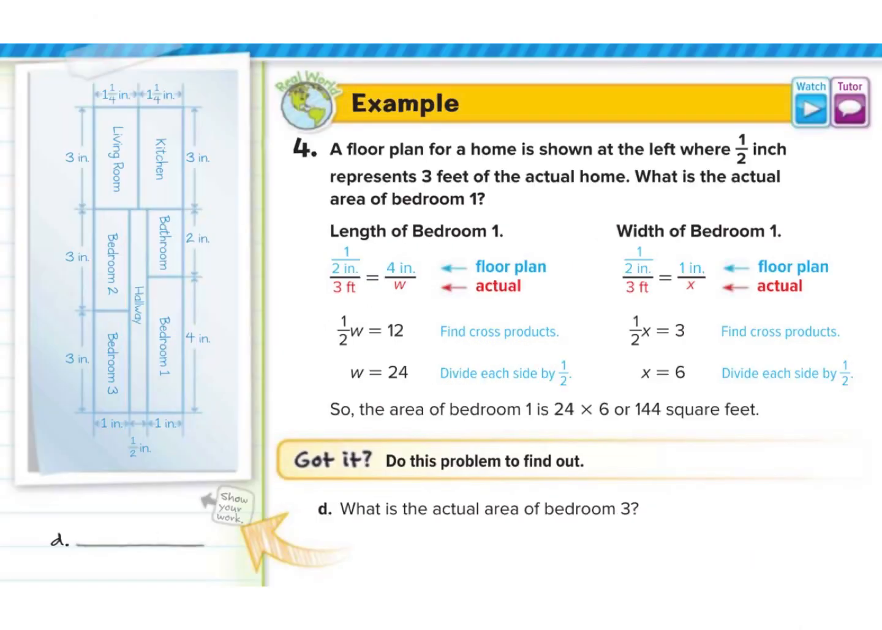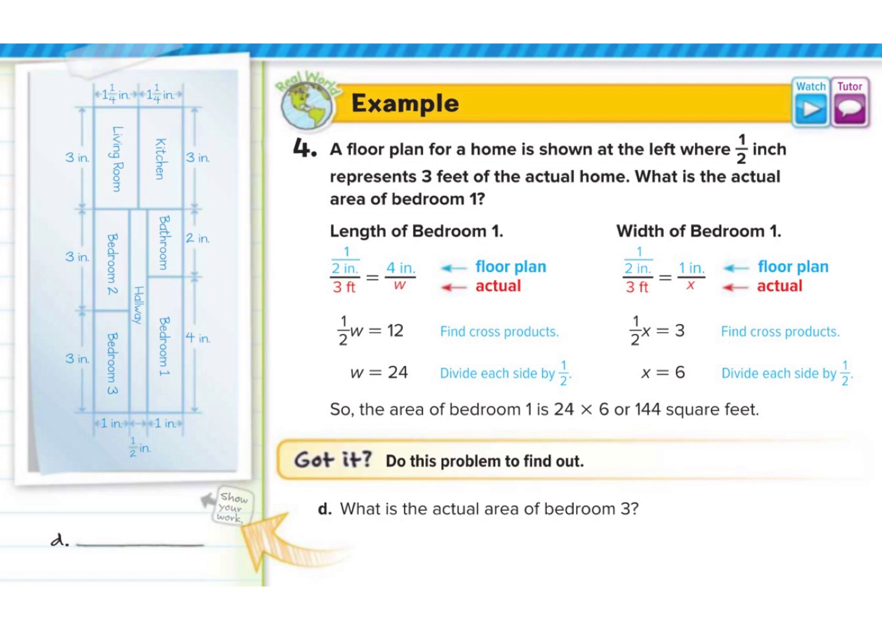Example number 4. A floor plan for a home is shown at the left, where 1/2 inch represents 3 feet of the actual home. What is the actual area of bedroom 1? So looking at the floor plan, 1/2 inch over is actually 3 feet, and we know that it's 4 inches, and we don't know the actual length. When you cross multiply, you would get 1/2 W equals 12.